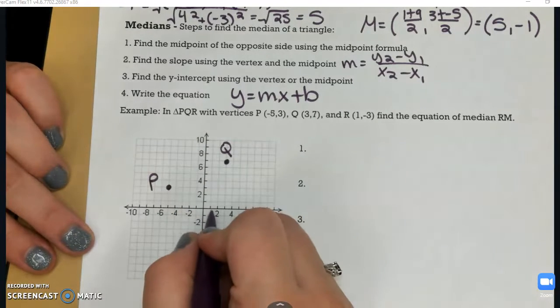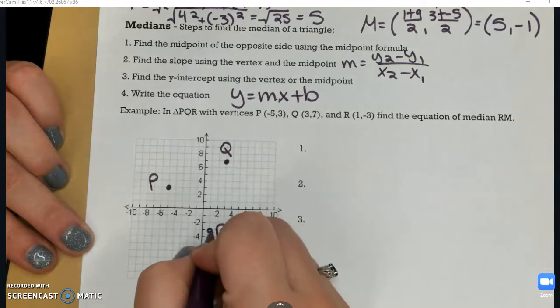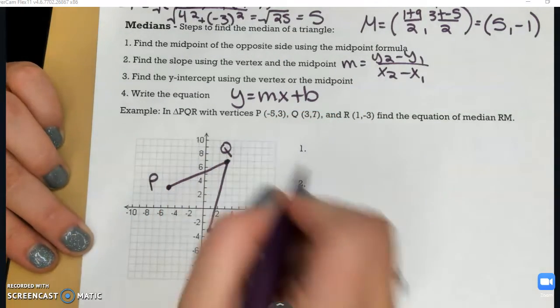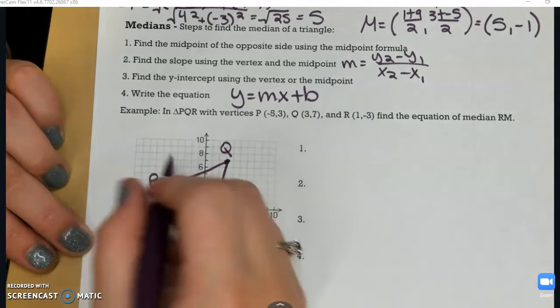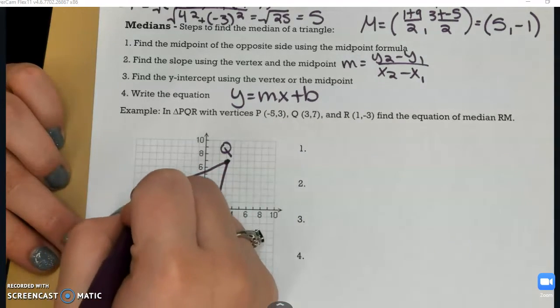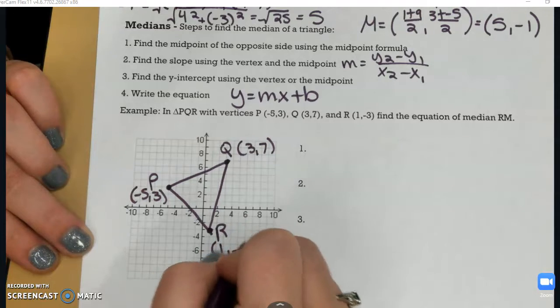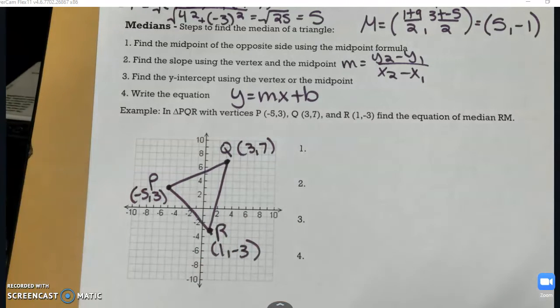And R is at 1, negative 3. And if I connect those three vertices, that forms my triangle PQR. Negative 5, 3, 3, 7, 1, negative 3. So step 1, I need to find the midpoint of the opposite side.